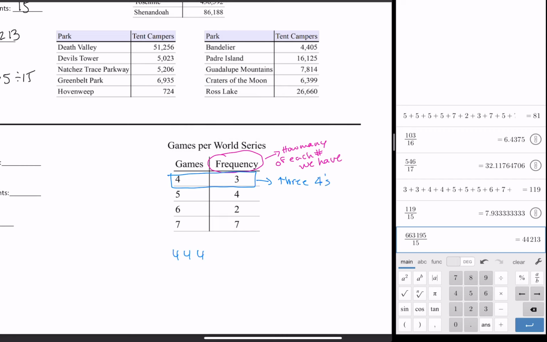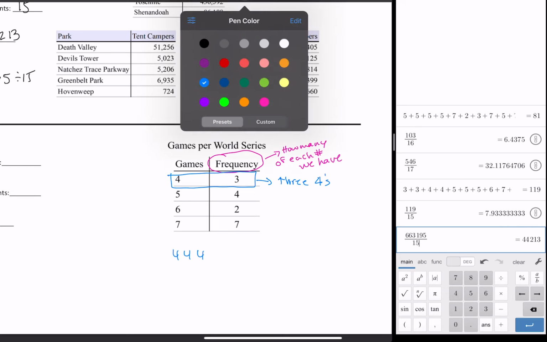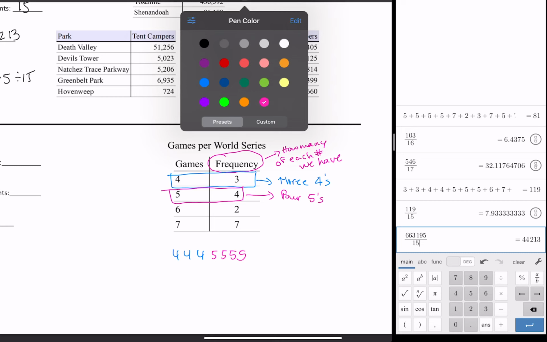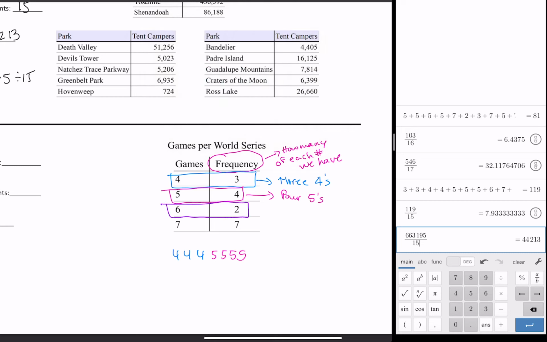1, 2, 3. In the next one here, it says 5 games with a frequency of 4. So that means we have 4 5s. 1, 2, 3, 4. In the next one here, our game is 6, and there's 2 of them. So that means we have 2 6s. 1, 2. And then in the last one here, we have 7 7s. 1, 2, 3, 4, 5, 6, 7.